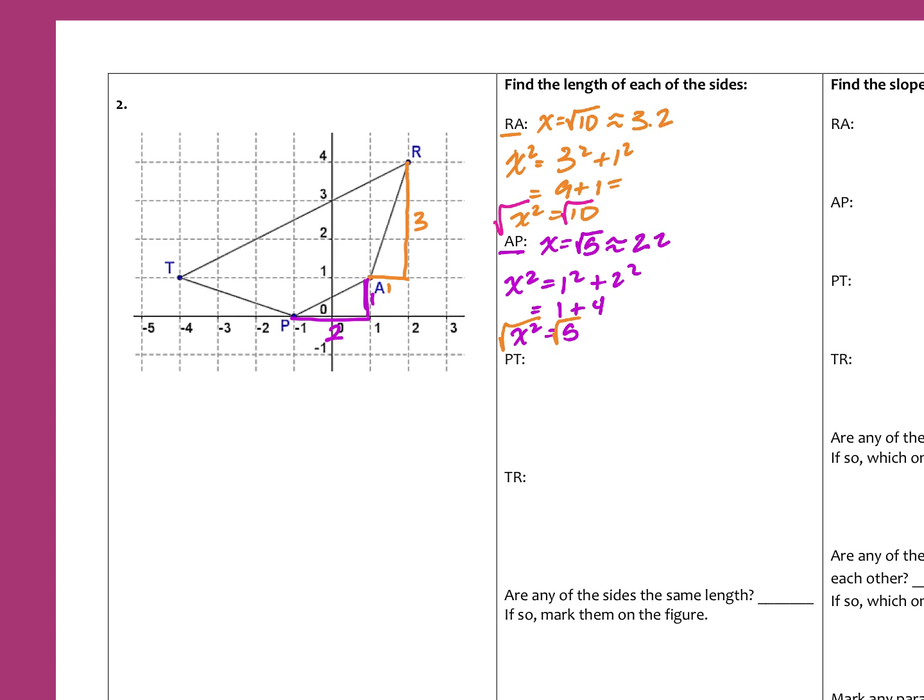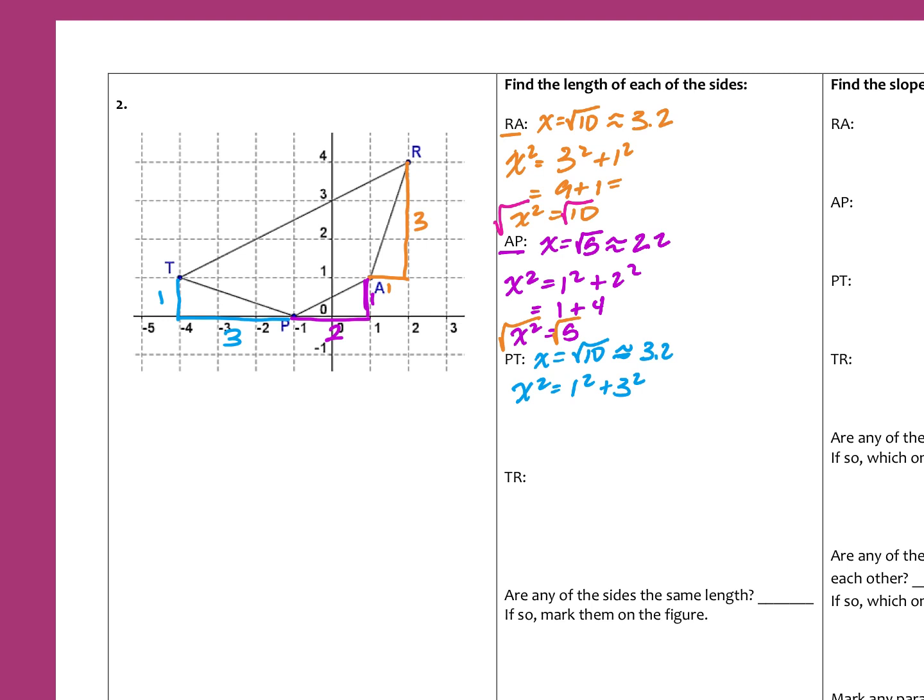All right. So what's my next one? PT. So what's the height of my triangle? 1. What's the width of my triangle? 3. Awesome. So I have x squared equals 1 squared plus 3 squared. Do I have one like that already? Yeah. So what is x going to equal on this one? The square root of 10. Good. Which is approximately 3.2.